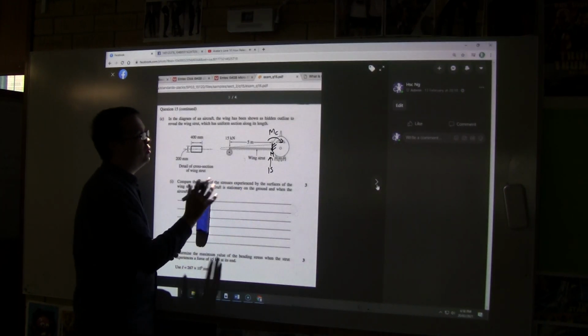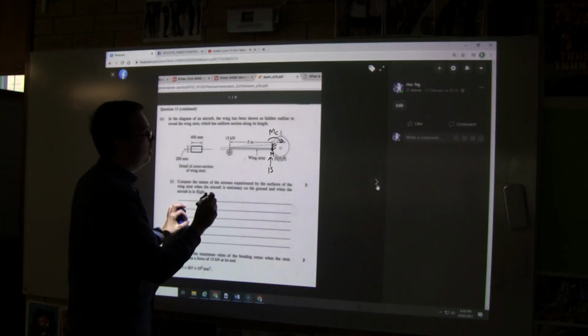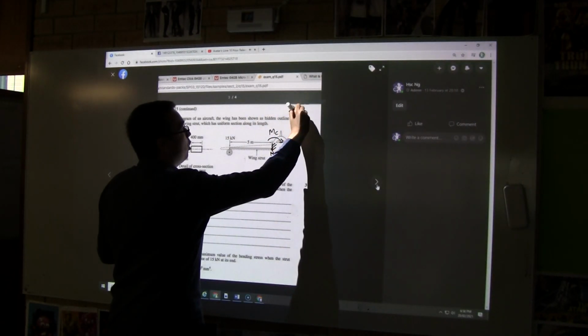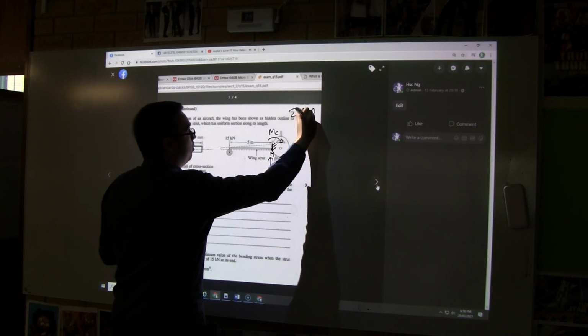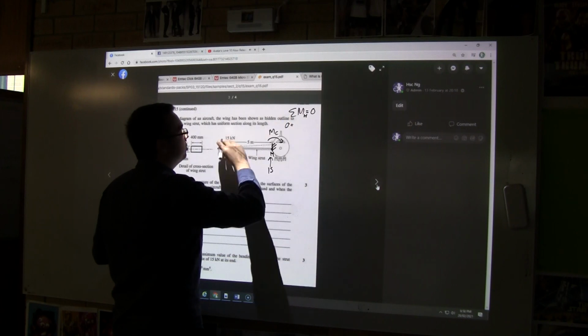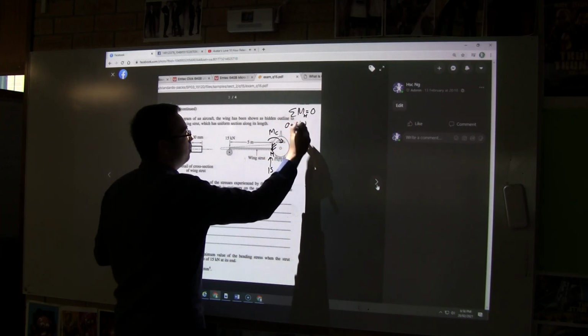So what is the value of M? Well, in order for that to be equal, we're going to have to say that the sum of the moments equals 0 at point H. I've just chosen H because we were using it earlier. And so I've said 0 equals 15 times 5, which I think is 75.